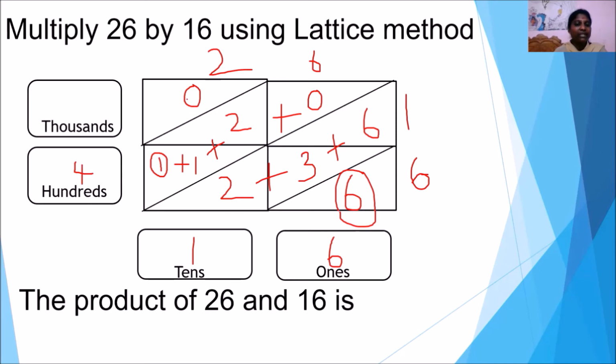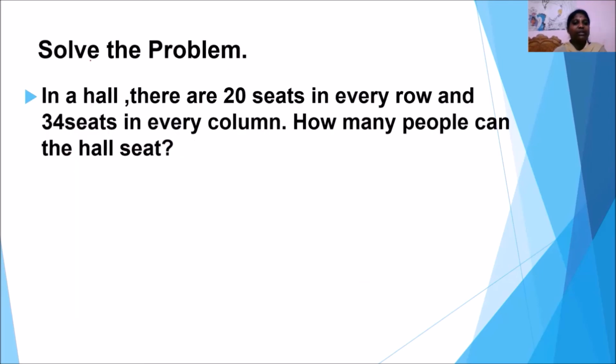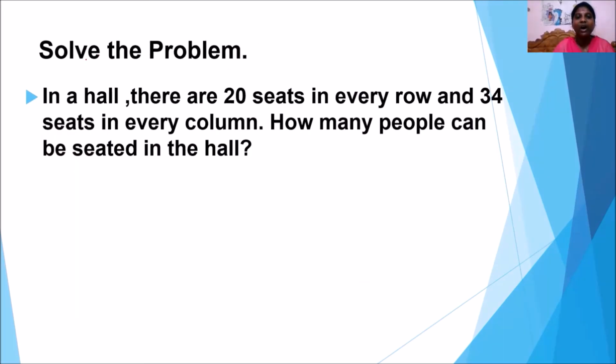In the thousands place, we don't have any number. Here we have only 0. You can write 0 in the thousands place. Then the product of 26 and 16 is 416. Finally, we are going to learn how to solve the word problem.